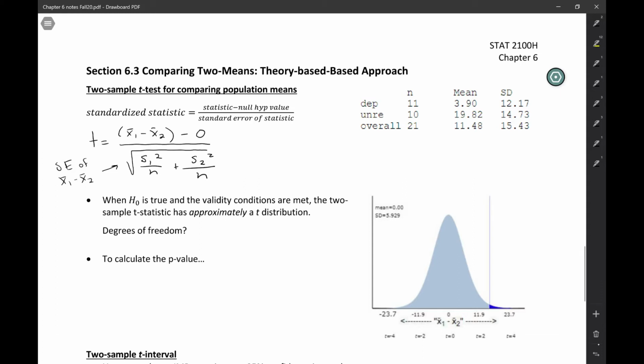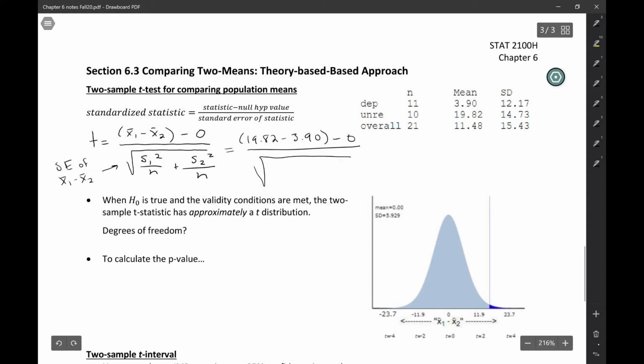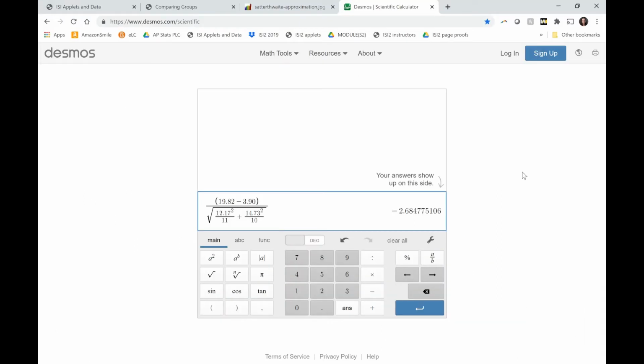All right, so let's plug this in. We've got 19.82 minus 3.90, that was our statistic, minus 0 for the null hypothesis value. And then I'm just going to plug in the standard deviations for the groups, 12.17 squared, and the sample size for that one was 11, plus 14.73 squared, and the sample size for that one was 10. So we can plug that into Desmos or some other calculator, and I got 2.685.